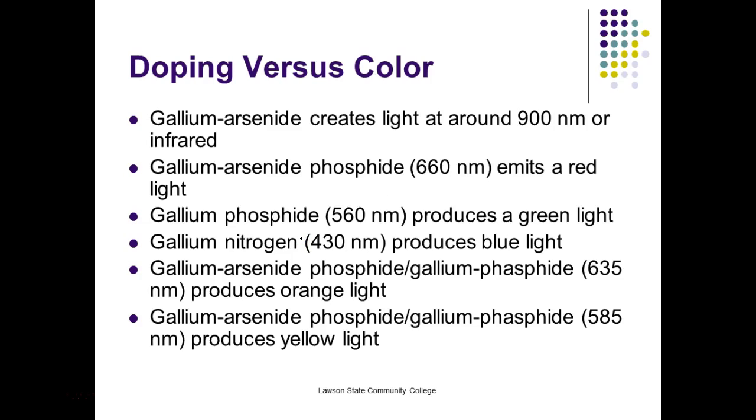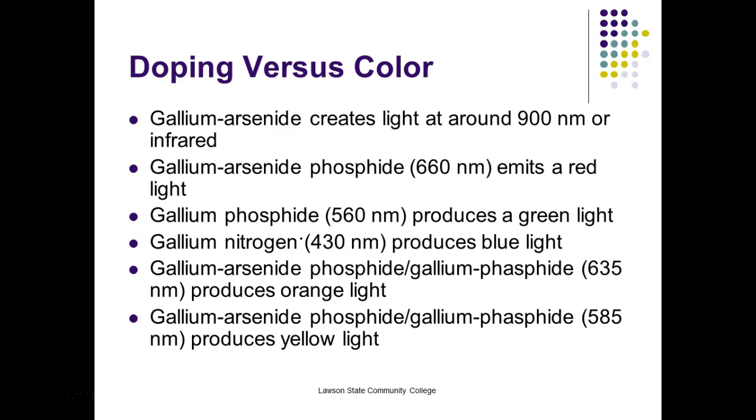So gallium arsenide generates a light around 900 nanometers. Gallium arsenide phosphide hits about 660 nanometers. Gallium phosphide produces 560 nanometers, which is green. Gallium nitride would be 430 nanometers, which is blue. Gallium arsenide phosphide would be 635 nanometers, which is orange. And we can keep going.